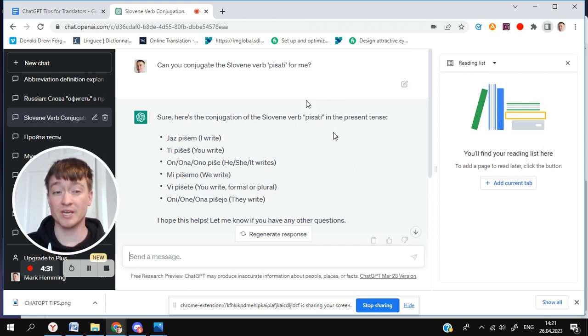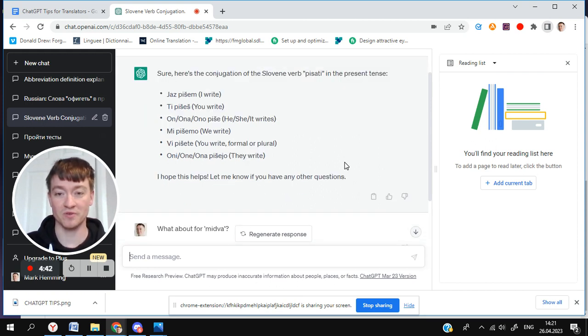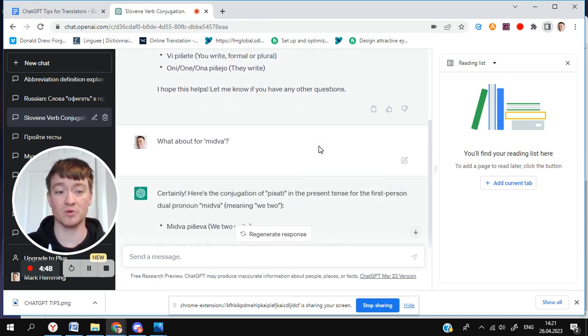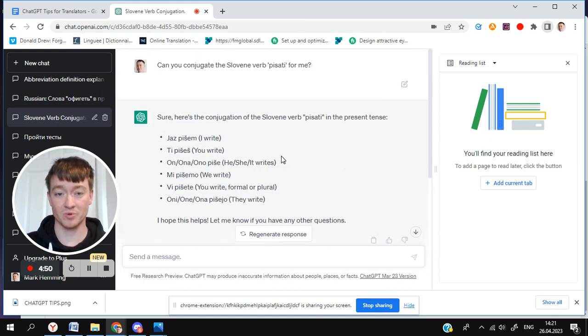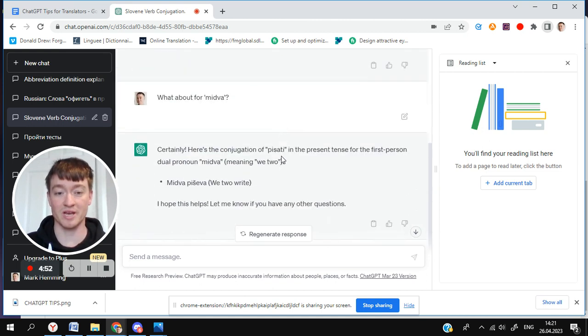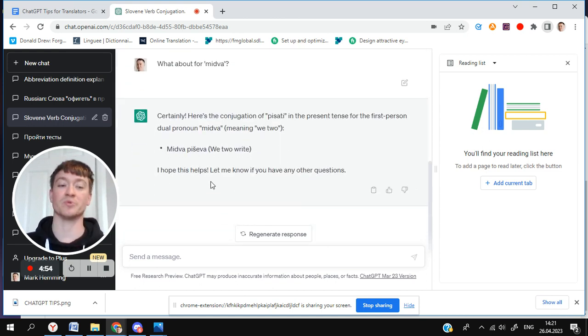Now, when I gave ChatGPT this prompt, can you conjugate this verb for me? I thought, but Slovene has an extra form. It has a form for 2 people, mi dva. But ChatGPT has missed this out. So I asked ChatGPT, well, what about for mi dva? Where's my extra declension? Come on. And there we go. It comes up with the answer.